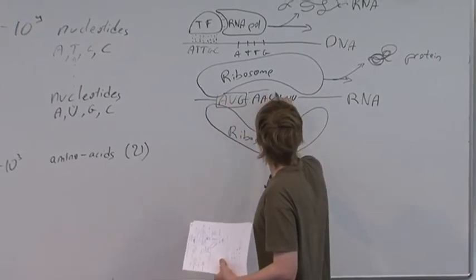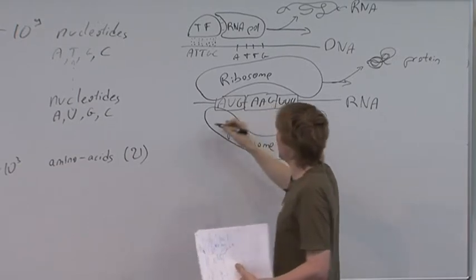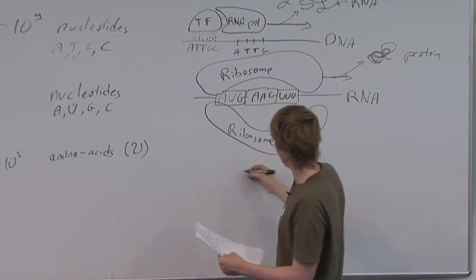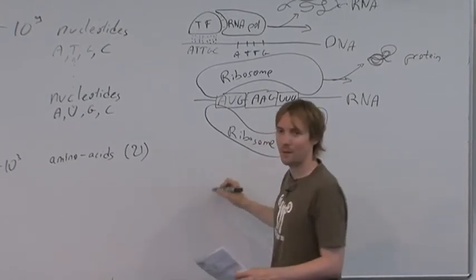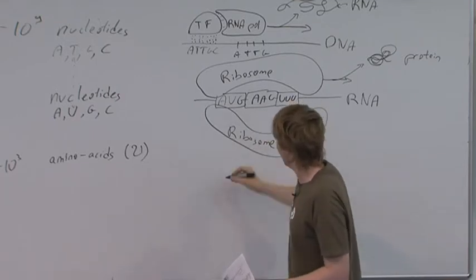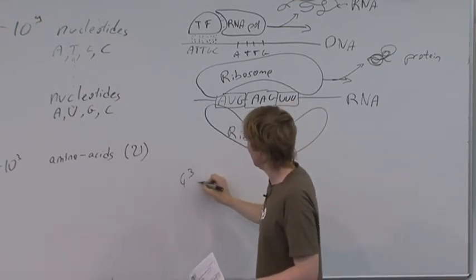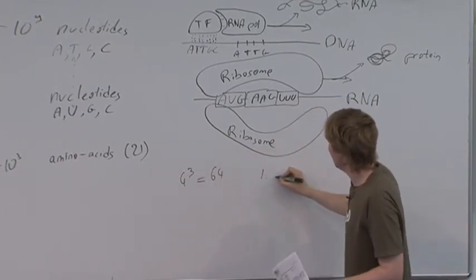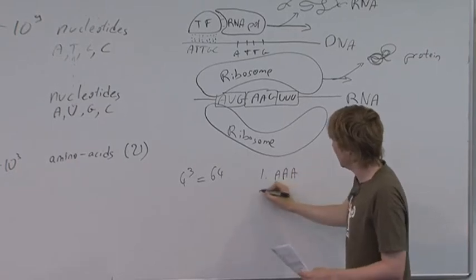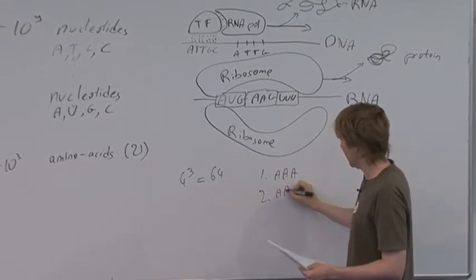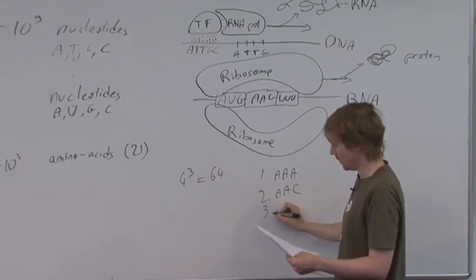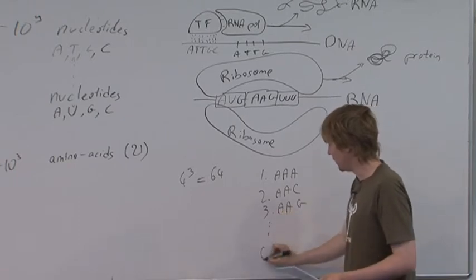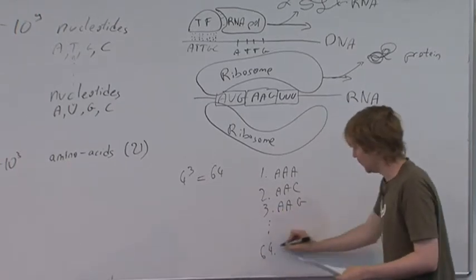Because how many possibilities do we have to read nucleic acids 3 by 3? How many? 4 to the power of 3. If you read them 3 by 3, you have 4 to the power of 3 possibilities, which is 64, exactly. So the first possibility is that we have AAA. The second one is going to be AAC. And the third one is going to be AAG, etc., until 64, UUU.